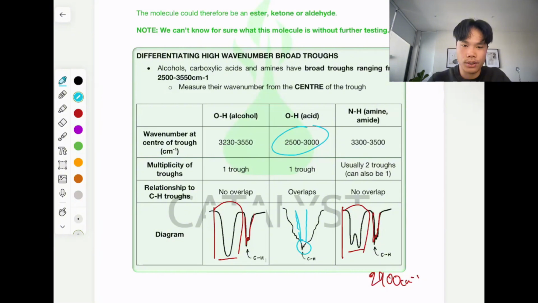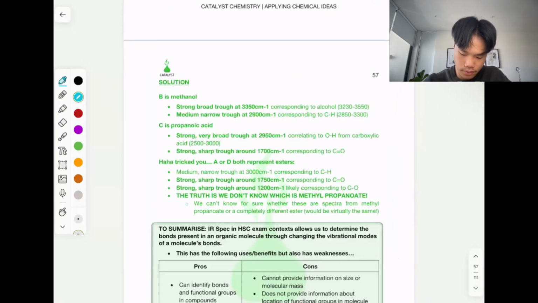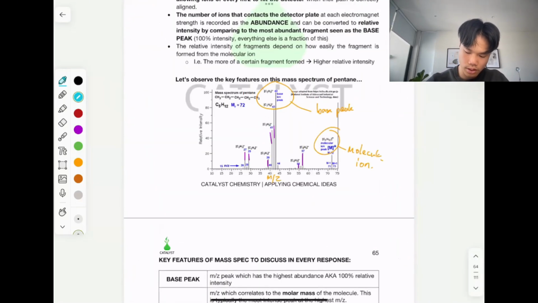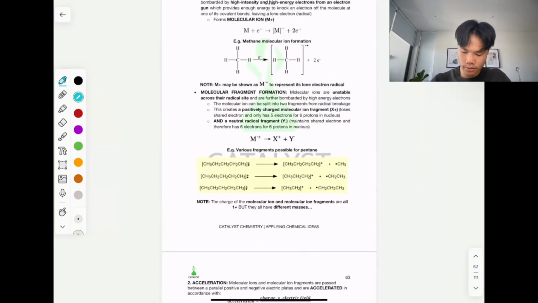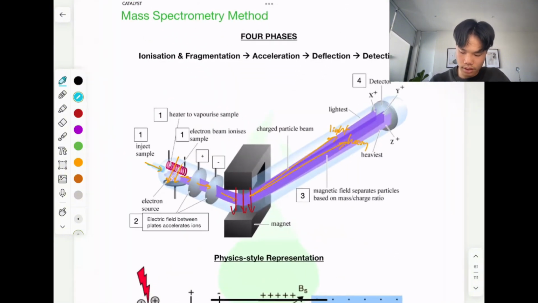And the other one is, can you please go to mass spec? The question is about that diagram. So the value for the charge to mass ratio which you get is detected by the detector at the end.